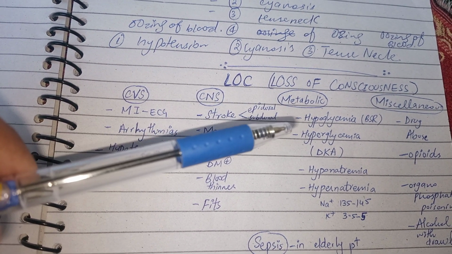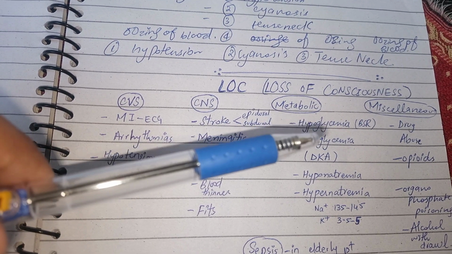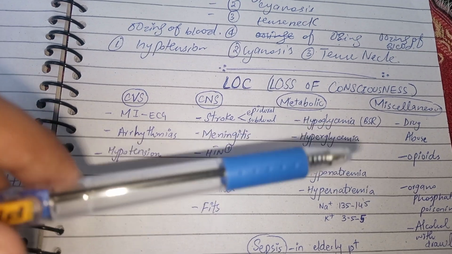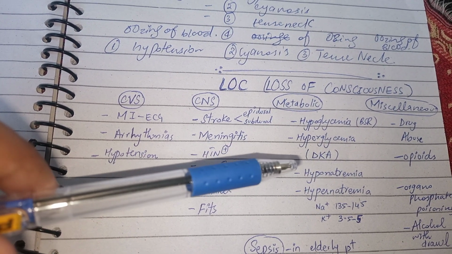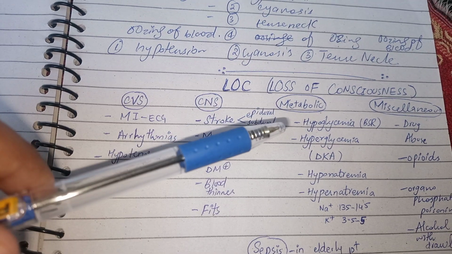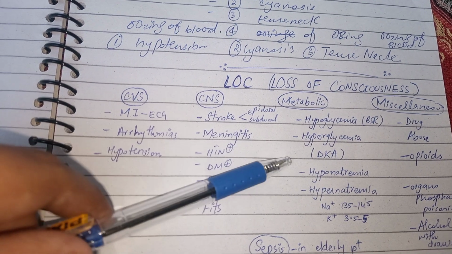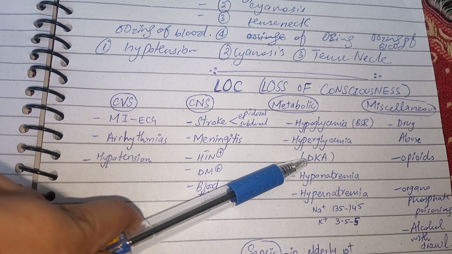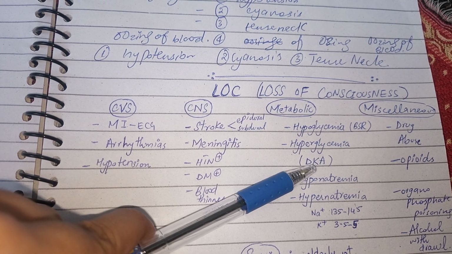Then the metabolic causes include hypoglycemia, decreased sugar level, which you can rule out by checking the sugar levels, and then hyperglycemia, increased sugar level, can also result in loss of consciousness or drowsiness, like in diabetic ketoacidosis. You have to check in the diabetic the levels of the sugar and then ketone bodies through the urine or the blood sample.